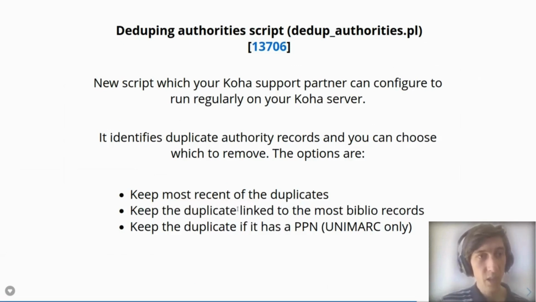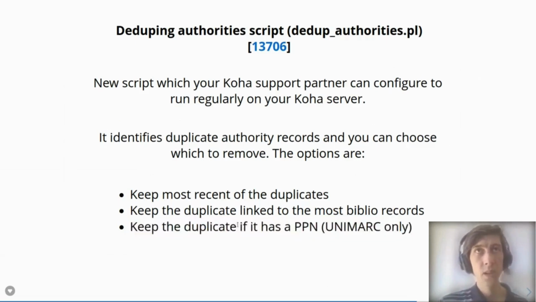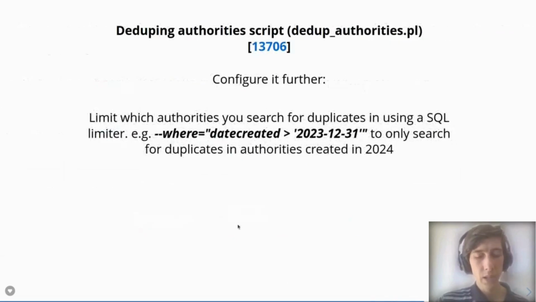But if you have a large Koha catalog with lots of authority records, of course, this could take a while for the script to run through all of those authorities looking for duplicates. If you're not interested in going through all your authorities looking for duplicates, you only want to check authority records added this year. Are there any duplicates that have been added this year? You can also do that with this script.